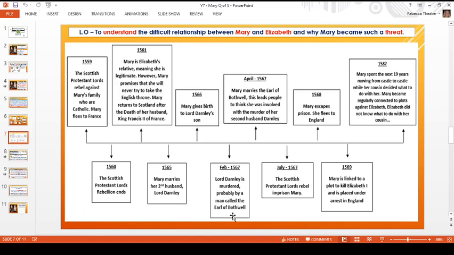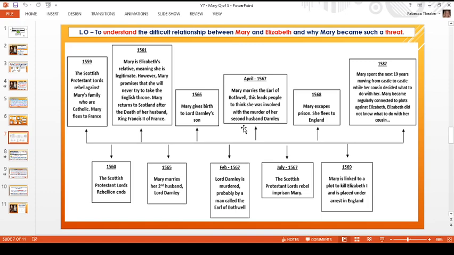So what would you not expect Mary Queen of Scots to do? Well, you wouldn't expect her to then marry the man that had killed her second husband. In April 1567, so look at the time difference, it's just from February to April, Mary marries the Earl of Bothwell. This leads people to think that Mary was involved in the murder of her second husband, Darnley.